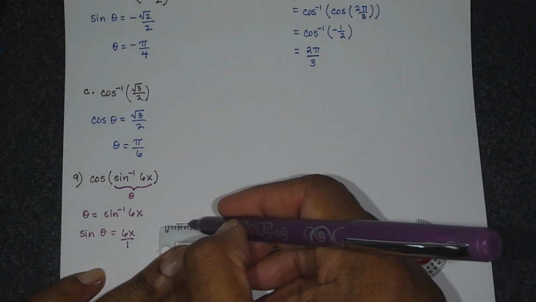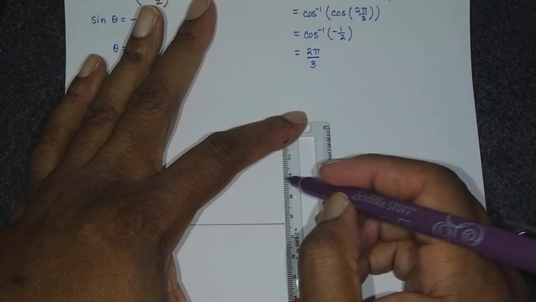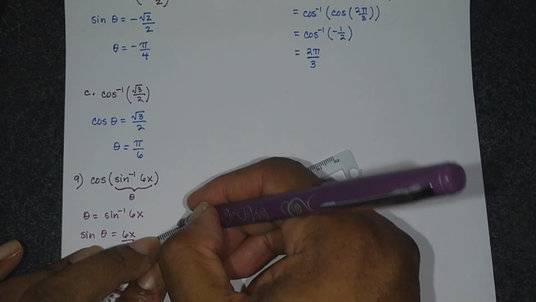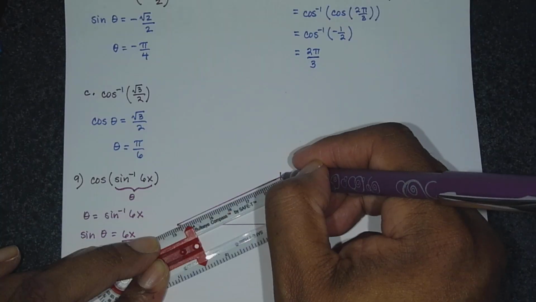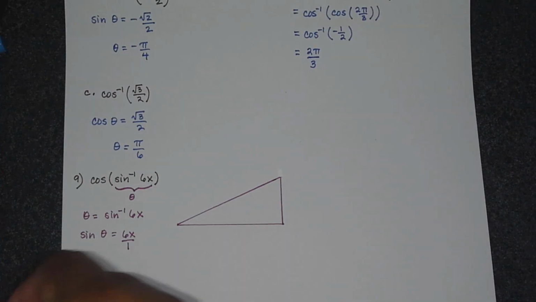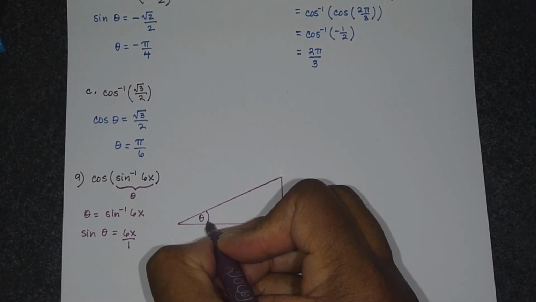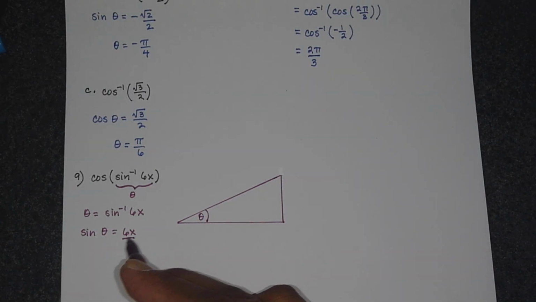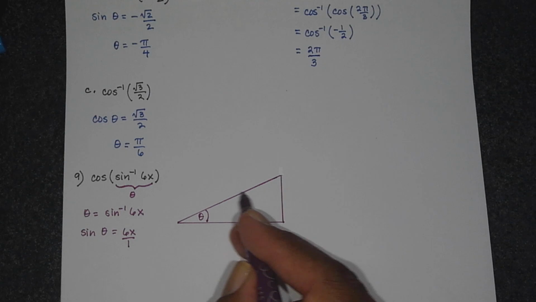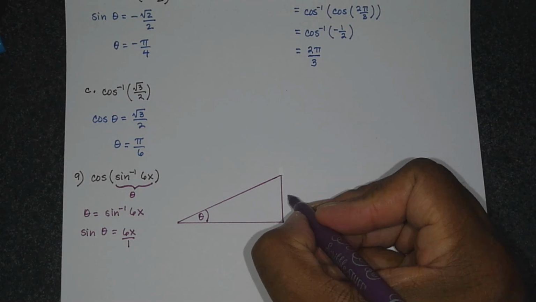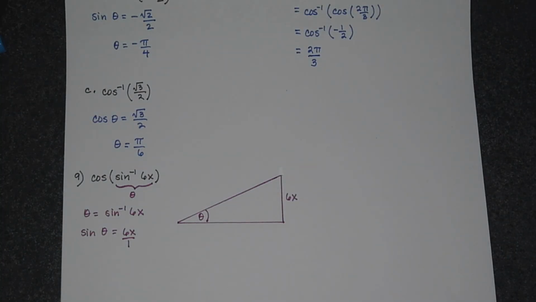Now I'm going to draw my right triangle. Now in this case here, let's say theta is right here. The sine, of course, is always the opposite over the hypotenuse. Now, the reason I wrote 6x over 1 is to use that in this relationship here. Sine is opposite over the hypotenuse. The opposite would be 6x, that's this side at opposite angle theta. The hypotenuse, which is the longest side, that's going to be 1.